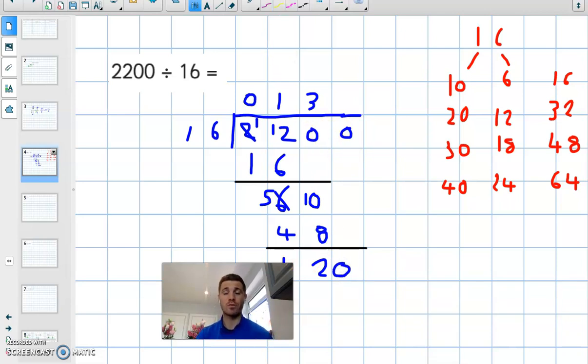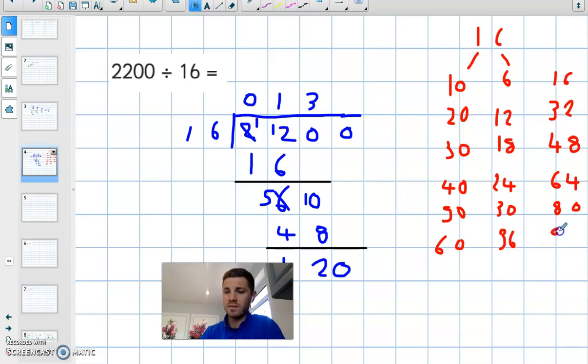This is when I now have to refer back to my partitioning method, and I need to then find out the next multiples of 16. So I've got 50, 30, add them together, that gives me 80, 60, so remember they're going up in tens, 36, these are going up in sixes, add them together, up on 96. Still need to go further, remember I want to get beyond 120, go as far as I can.